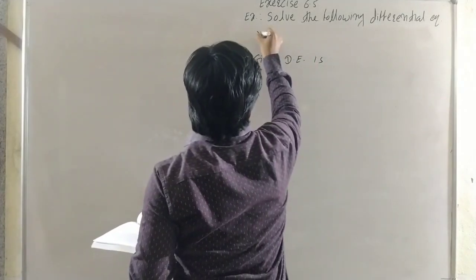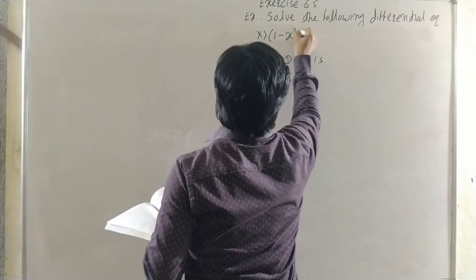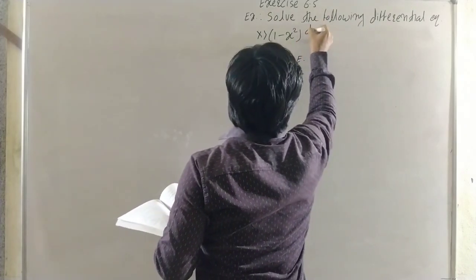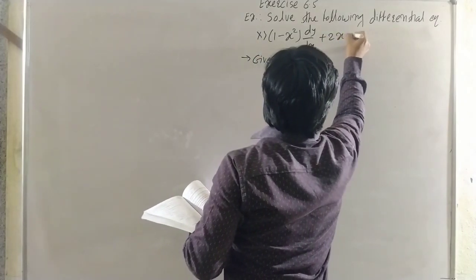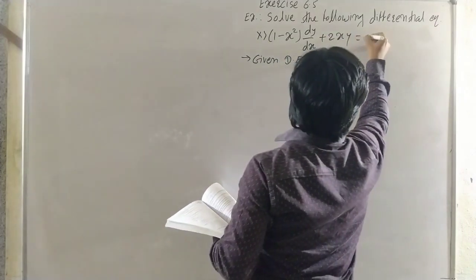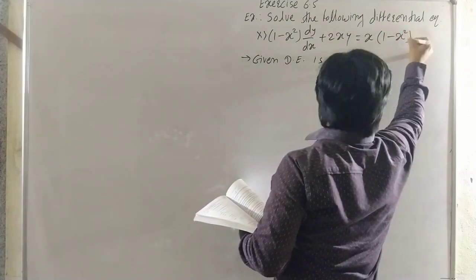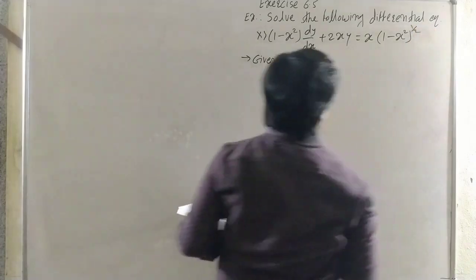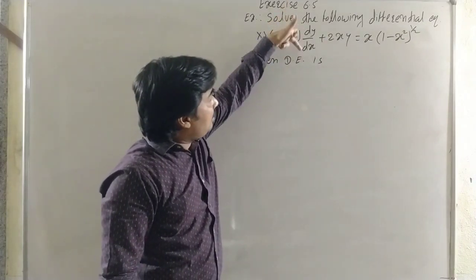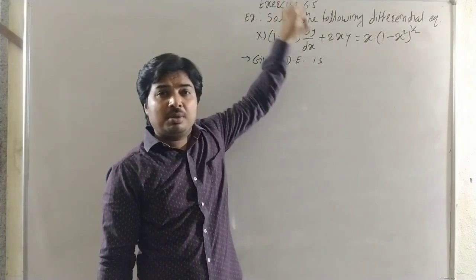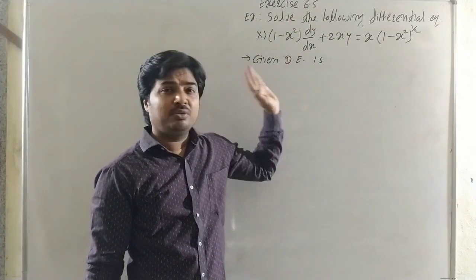Example number 10. 1 minus x squared dy by dx plus 2xy is equal to x into 1 minus x squared to the power 1 by 2. Now here, in the differential equation, the degree of dy by dx is 1, and the degree of y is also 1, so it is a linear differential equation in y.